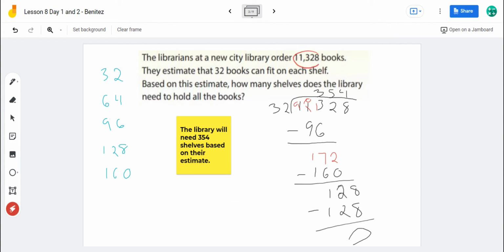The multi-digit, when there's a 2-digit divisor, that can get a little tough, but I want you to fight through it. You might need to do some simple addition over here. 32 plus 32, that's 64. 64 plus 32, 96. There's nothing wrong with that. Baby steps, baby steps.